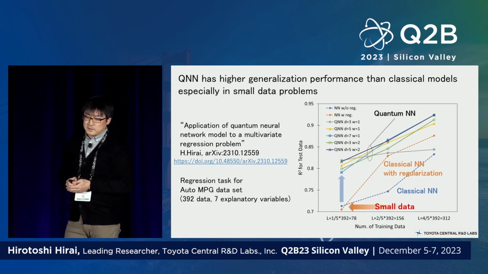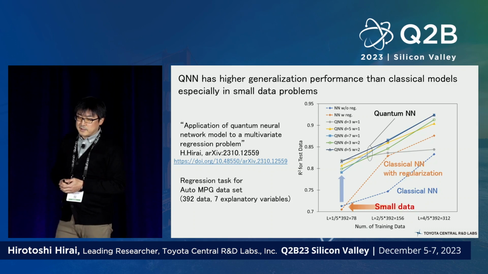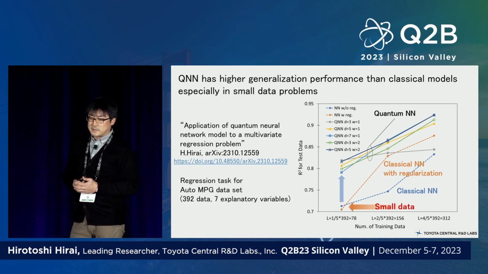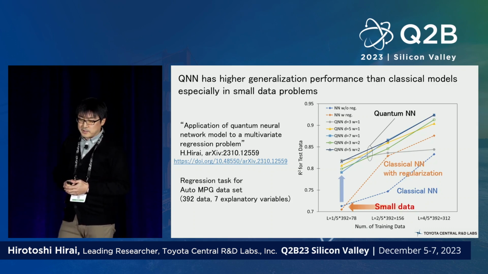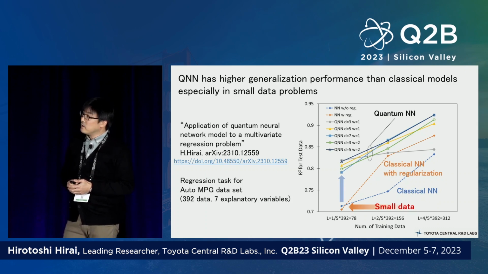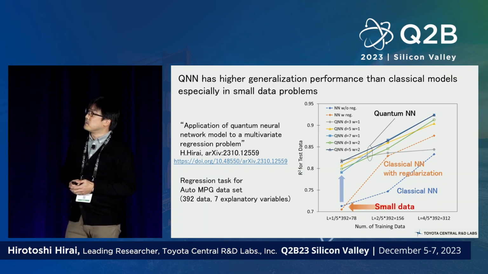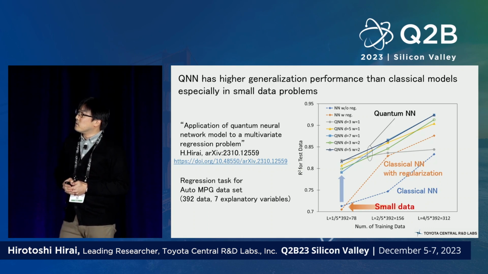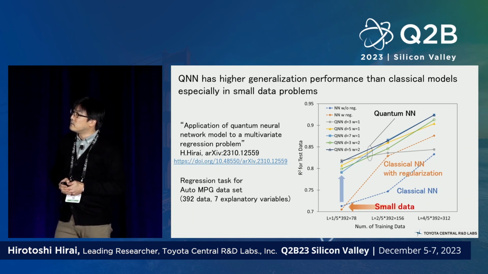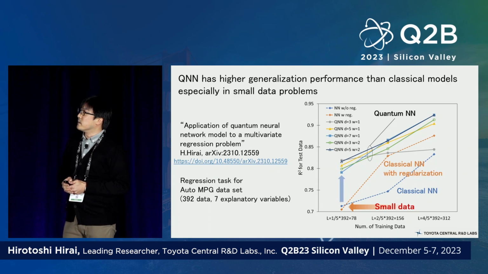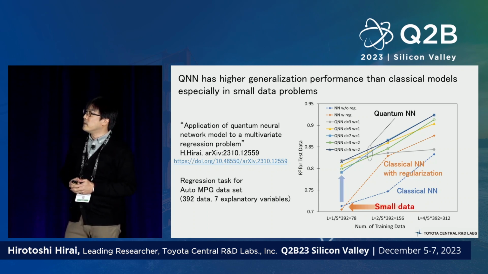It has been known that QNN has higher generalization performance than classical models, especially in small data problems. We also find it with a regression task for the AutoMPG dataset. In this dataset, we predict fuel efficiency, miles per gallon, based on explanatory variables, including the number of engine cylinders, engine displacement, vehicle weight and so on.